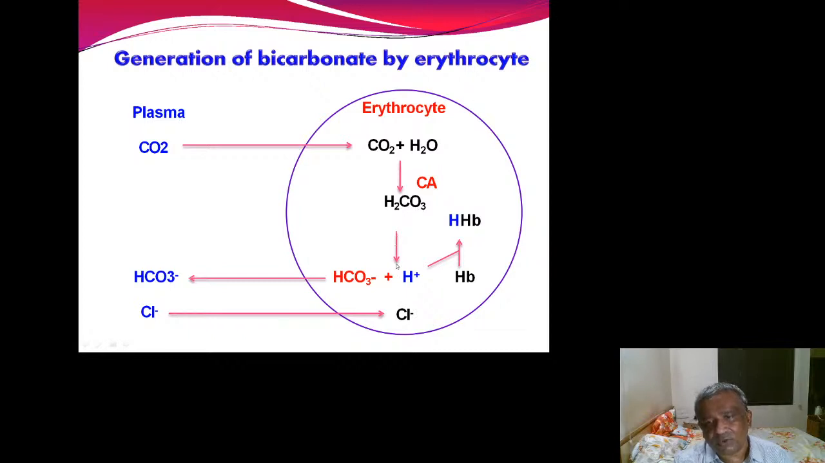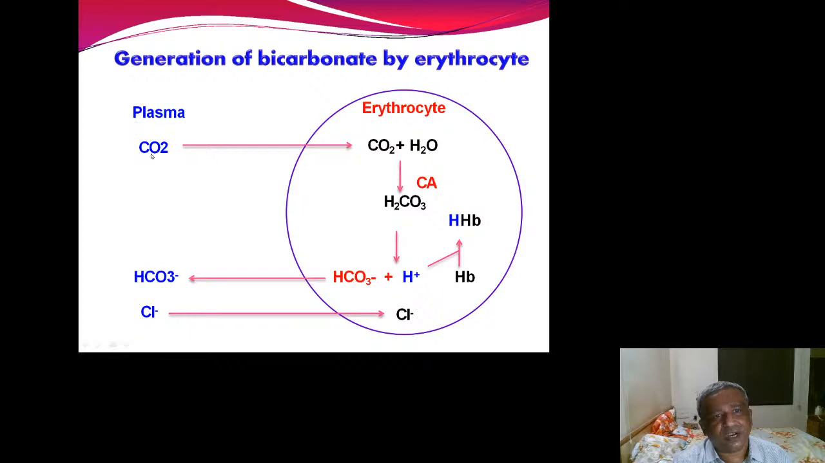H2CO3 dissociates into H plus and HCO3 minus. The HCO3 minus enters the plasma by concentration gradient. The H plus combines with the hemoglobin and is taken up by the hemoglobin. Now, the loss of bicarbonate is compensated by the entry of chloride, so there is maintenance of the electrical potential inside the RBC. This is called a chloride shift.